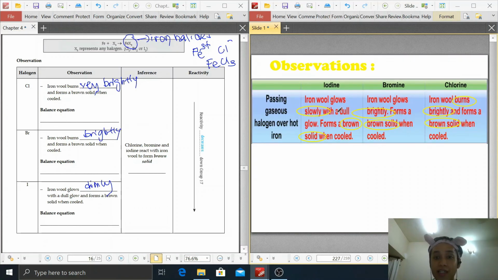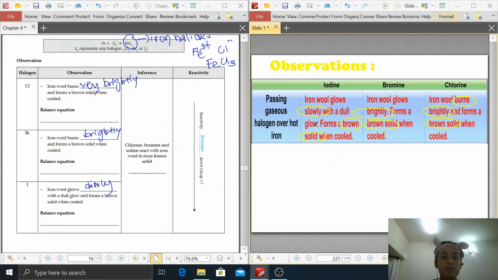Hot iron glows slowly, or dimly, with a dull glow, and forms a brown solid. So technically, all three halogens will form a brown solid after cooling. The only difference will be the reaction, the burning of the iron wool.